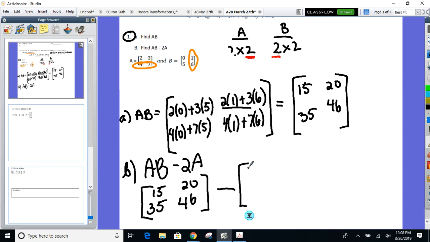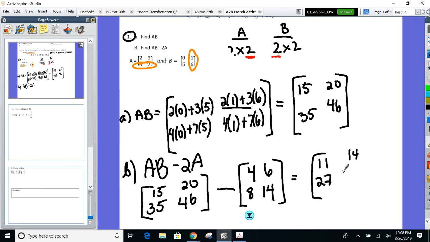So do it with me here. 2 times 2, 4. 2 times 4 is 8. 2 times 3 is 6. And 2 times 7, 14. And just like we did on Wednesday, I just subtract each corresponding position. So you guys can do that. 15 minus 4, 20 minus 6. So our answer for this one would be the matrix with 11, 27, 14, and 32.